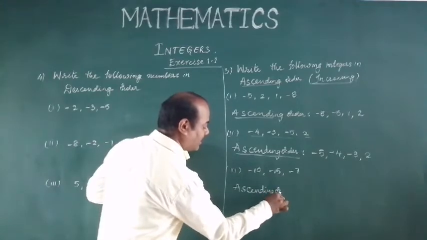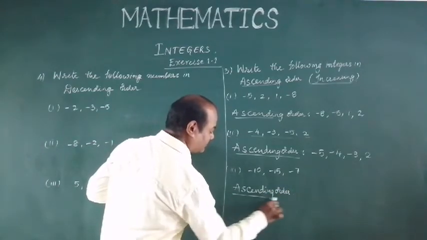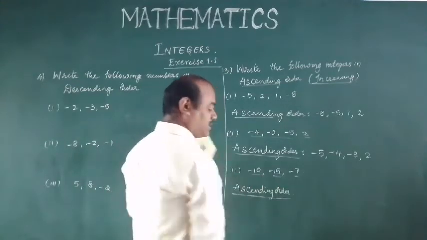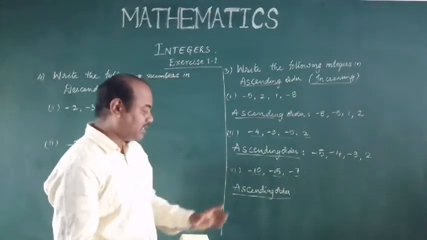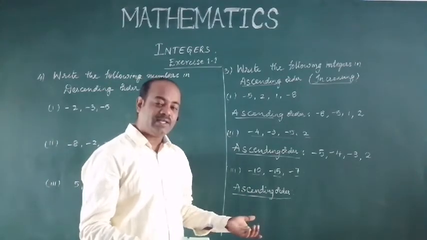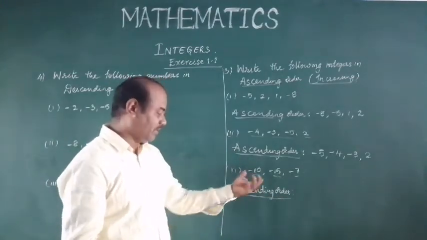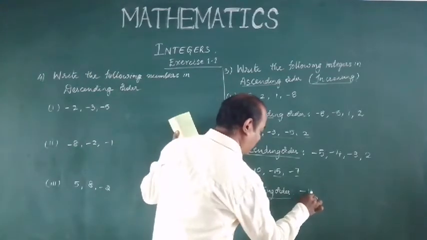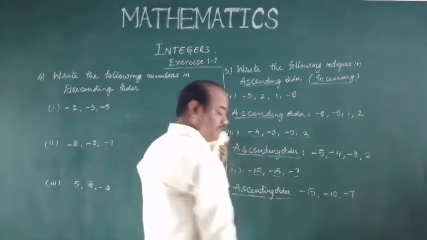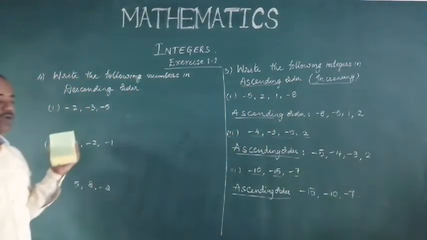Ascending order, ascending means smaller to big. What is the smallest among minus 10 and minus 15 and minus 7? In general numbers, 7, 10, 15 are there. 15 is the biggest one. If negative are there, minus 15 is the smallest one. So, minus 15, next minus 10, next minus 7. If you understand this, you can write this.